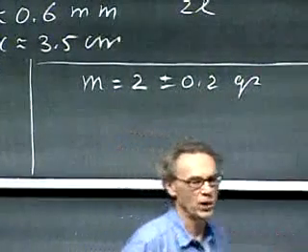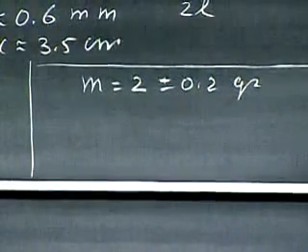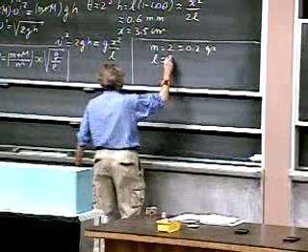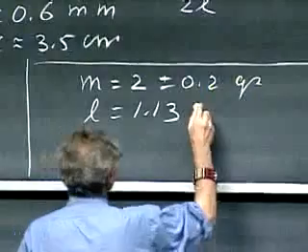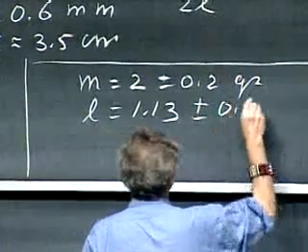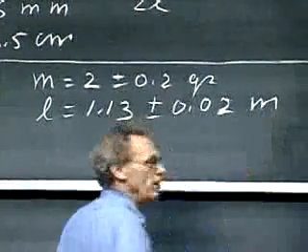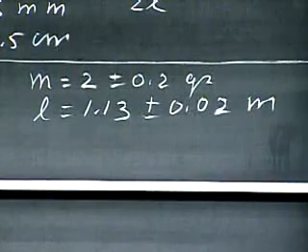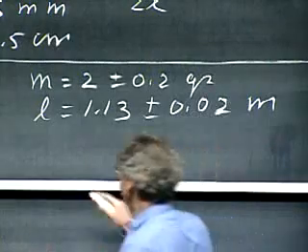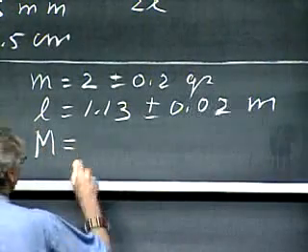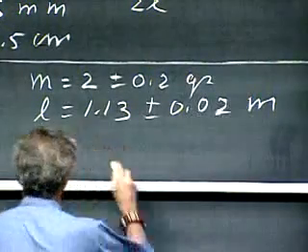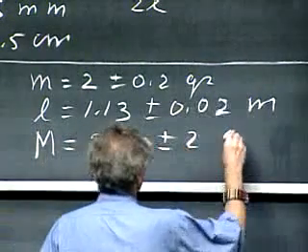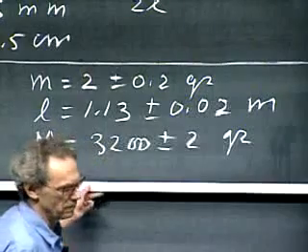The bullet mass is 2 plus or minus 0.2 grams. I apologize that I don't give you all the numbers in MKS units. You will have to convert them, of course, to MKS units. The length of the pendulum is 1.13 meters plus or minus 2 centimeters. We're not certain, with an accuracy of about 2 centimeters. And the mass of that block, which is huge, I believe is 3,200 grams, 3.2 kilograms, with an uncertainty of about 2 grams.